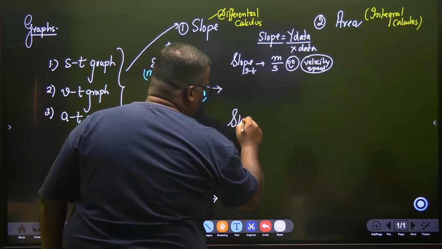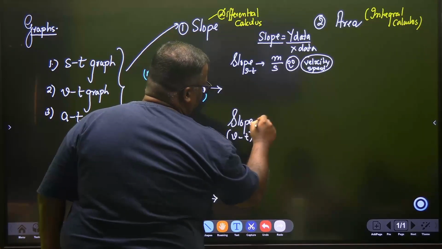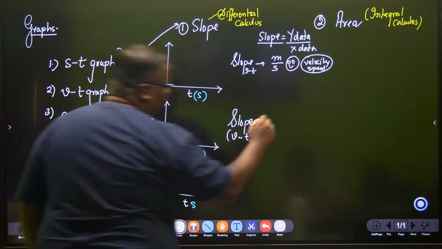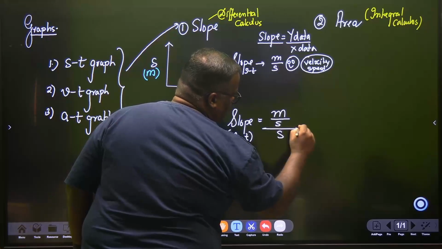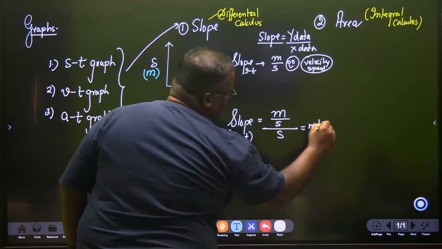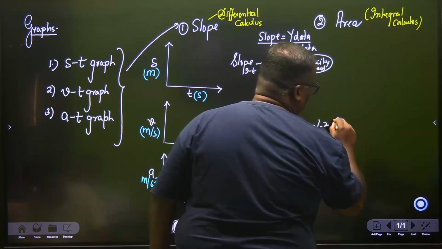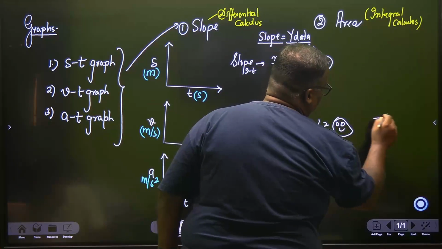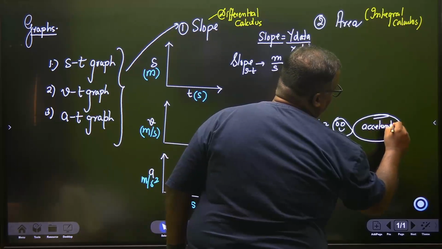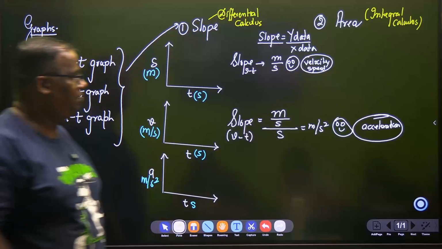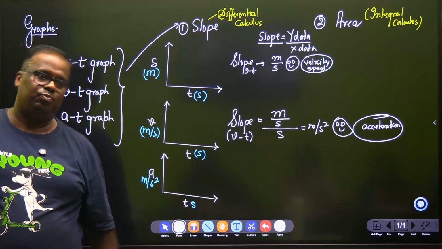If you look at the slope of this graph, then we have what? We have a VT graph. VT graph slope is Y data by X data. Y data is meter per second divided by second, which is meter per second square. Who holds this unit? Acceleration holds this unit. Excellent. So your face should be smiling. This is none other than acceleration or maybe deceleration, whatever it is, or retardation. Clear? Okay.